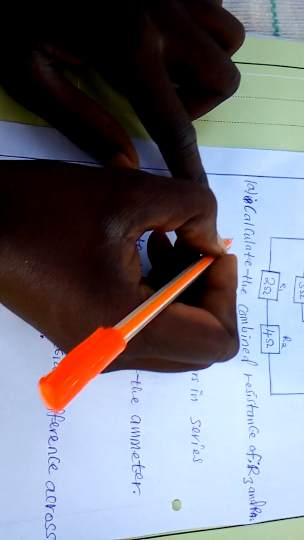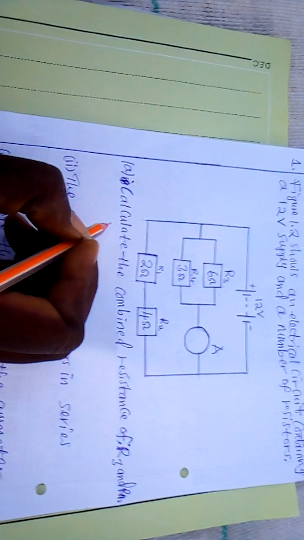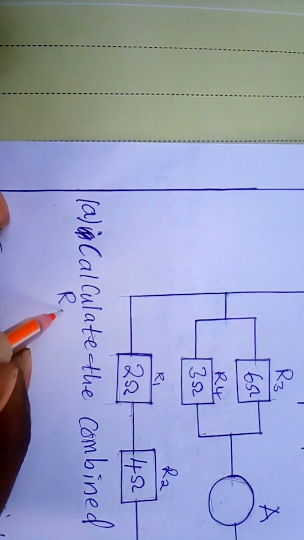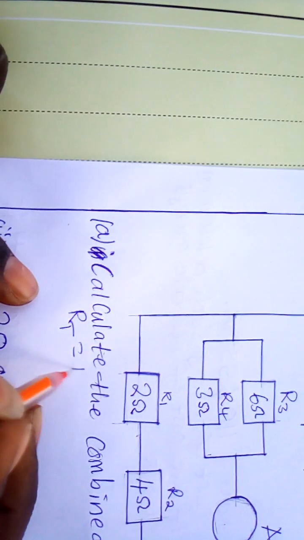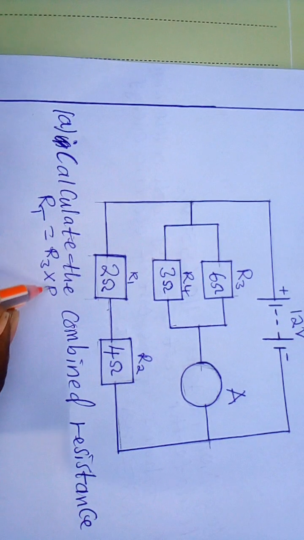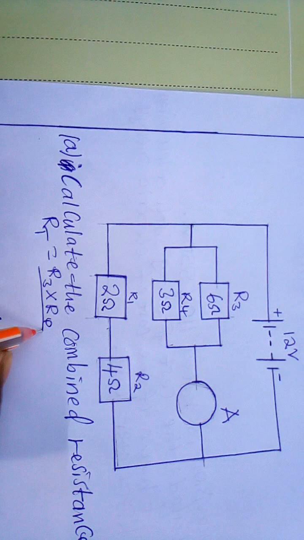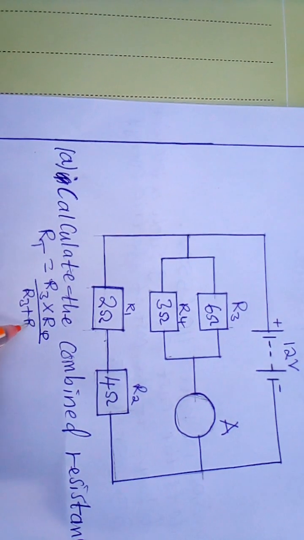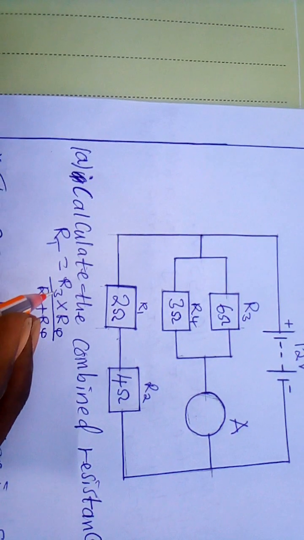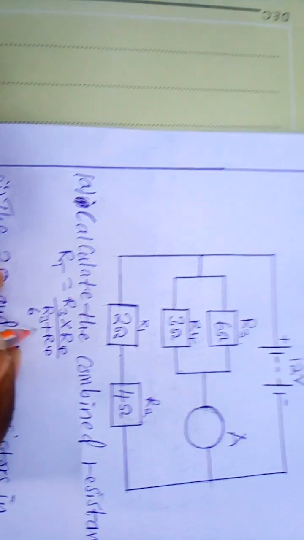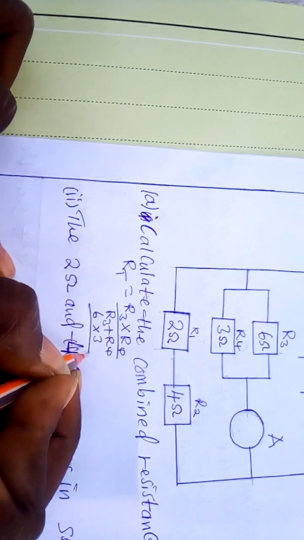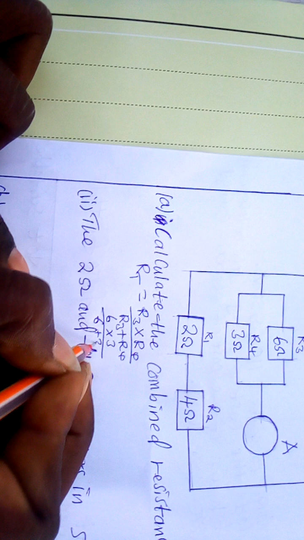I'll use the simple formula: total resistance is equal to R3 times R4 over R3 plus R4. So in this case, we are going to substitute. What's R3? R3 is 6. So it will be 6 times R4, which is 3, over 6 plus 3.